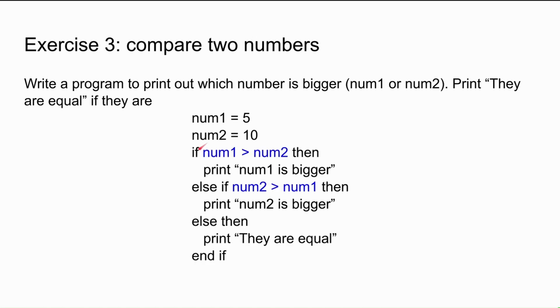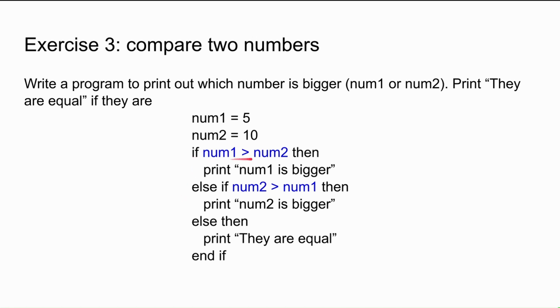This is my solution. First, I am checking if num1 is bigger than num2, and if it is, I am printing out num1 is bigger. Else, if num2 is actually bigger than num1, then I am printing out that num2 is bigger. If neither of them is bigger than the other, it means that they are equal. And in that case, this program will go into the else case and print out they're equal.